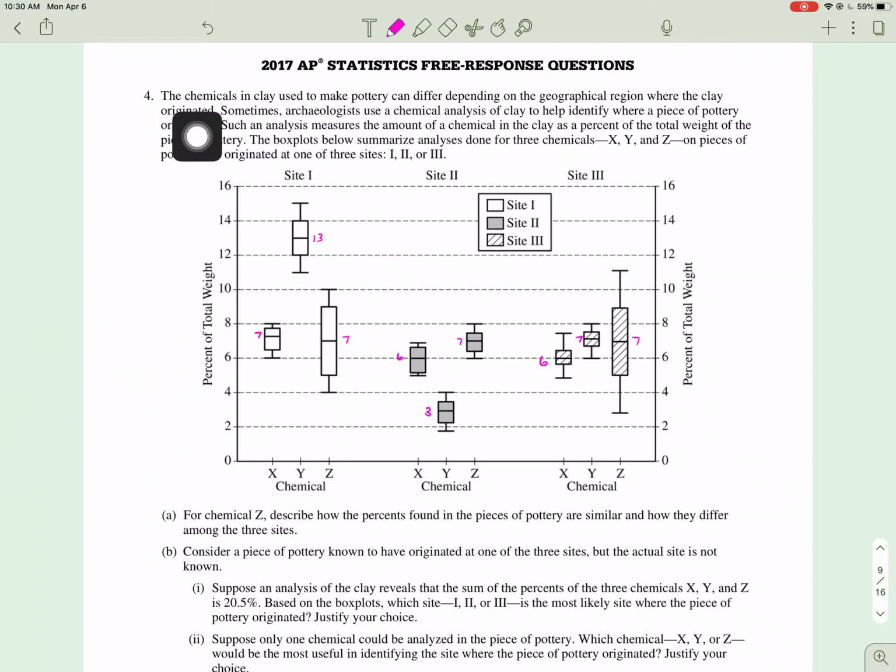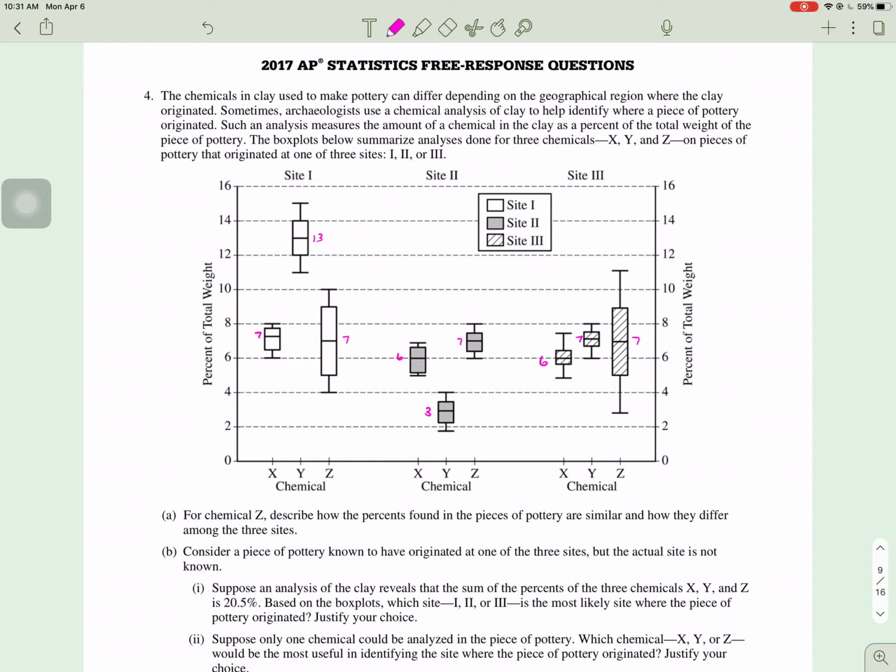It says the chemicals in clay used to make pottery can differ depending on which region the clay originates from. Sometimes archaeologists use a chemical analysis of clay to help identify where a piece of pottery originated. Such an analysis measures the amount of a chemical in the clay as a percentage of its total weight of the piece of pottery. The box plot below summarizes analysis done for 3 chemicals X, Y, and Z from 3 different sites 1, 2, and 3.